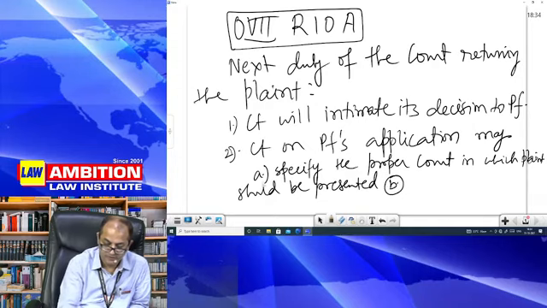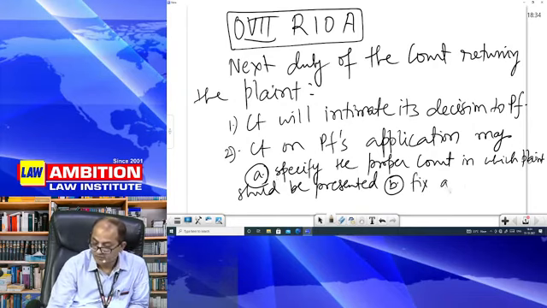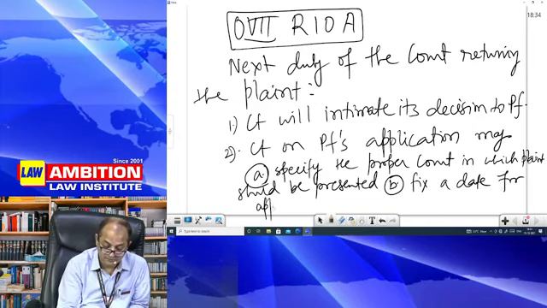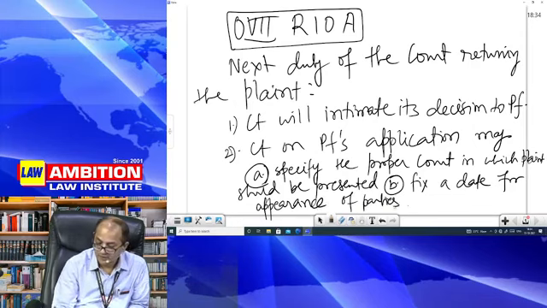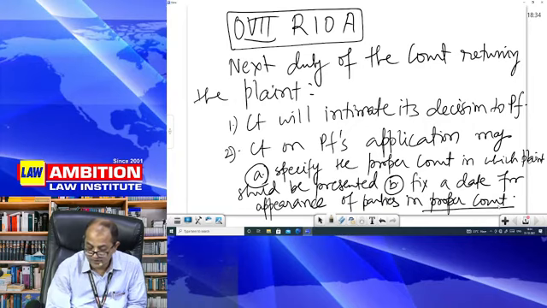And B, that the court may fix a date for appearance of the parties in the proper court. Proper court means the court where the suit should have been filed or where it is being filed now.